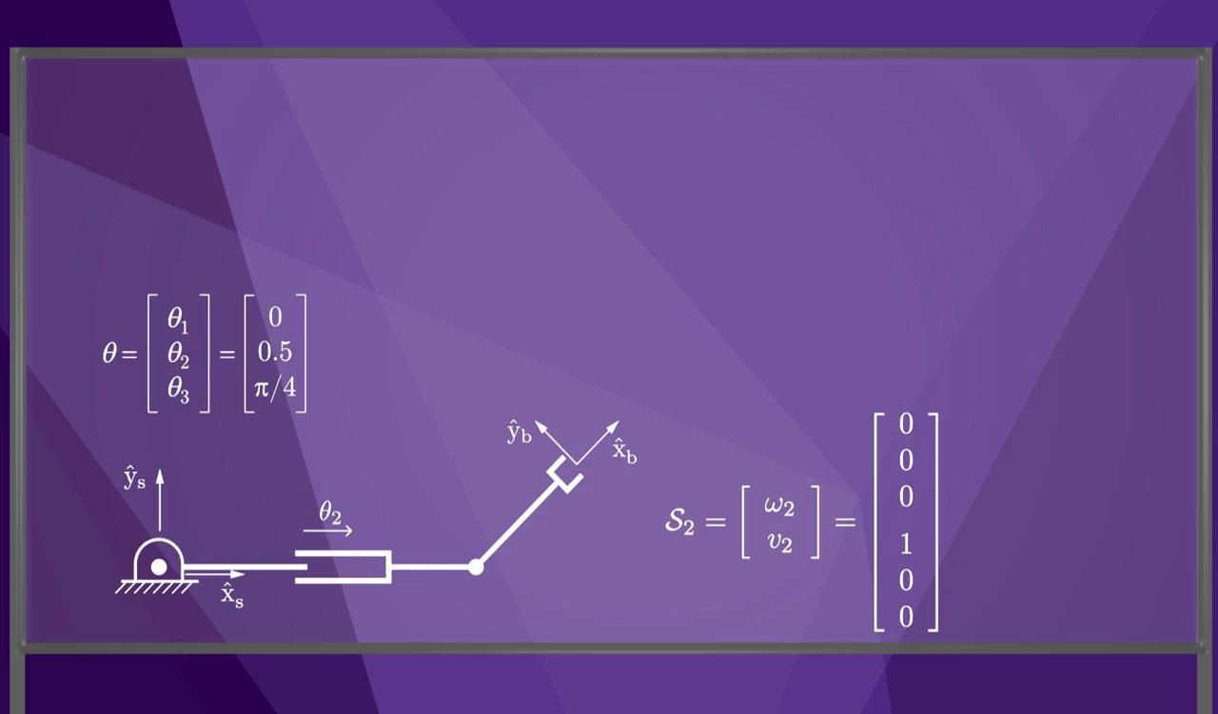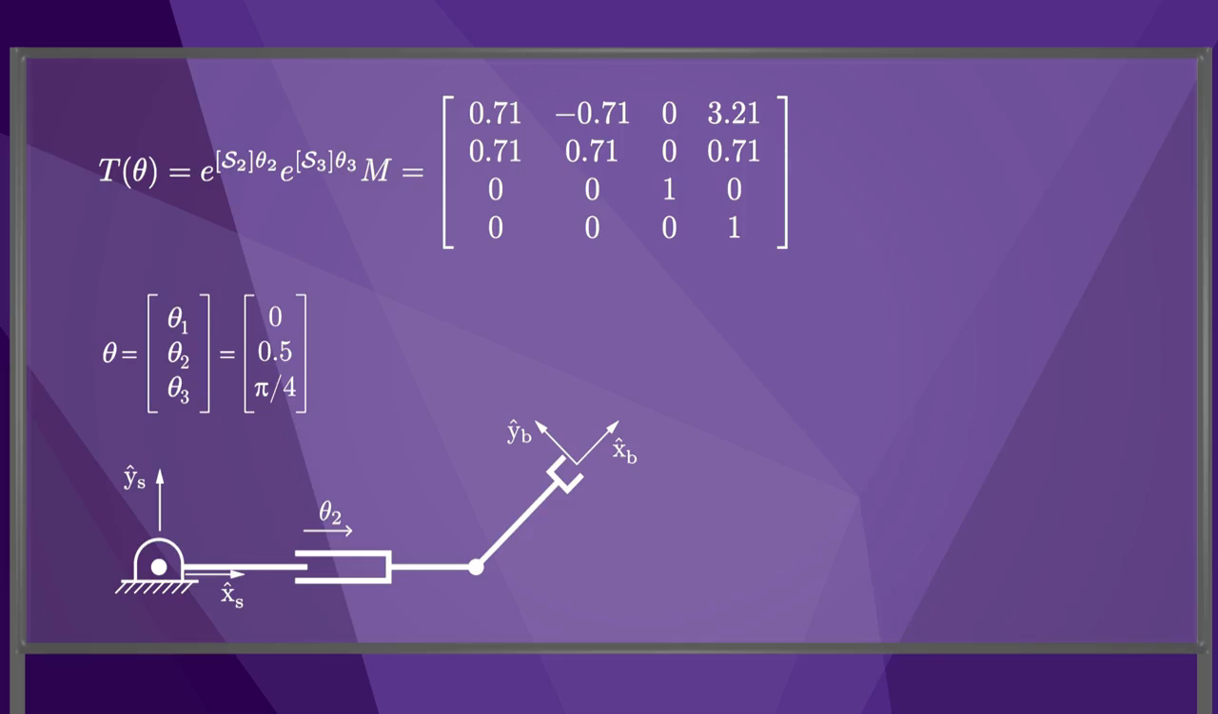The new configuration of the B frame, T of theta, is obtained by left multiplying the previous configuration by e to the bracket S2 times theta 2. It's important to notice that the previous motion of joint 3 does not affect the relationship of joint 2's screw axis to the S frame. That's because joint 3 is not between joint 2 and the S frame. Therefore, S2 is the same as the screw axis of joint 2 when the robot is at its 0 configuration.